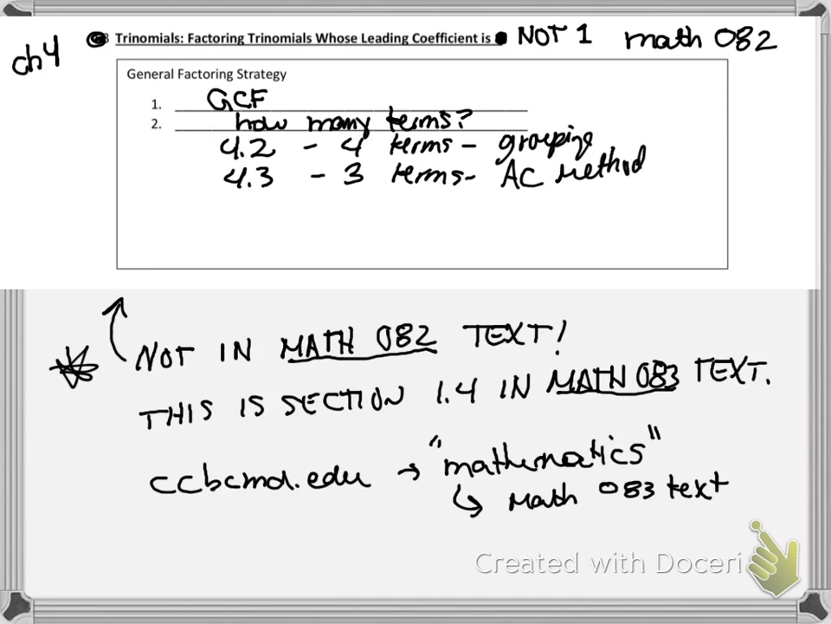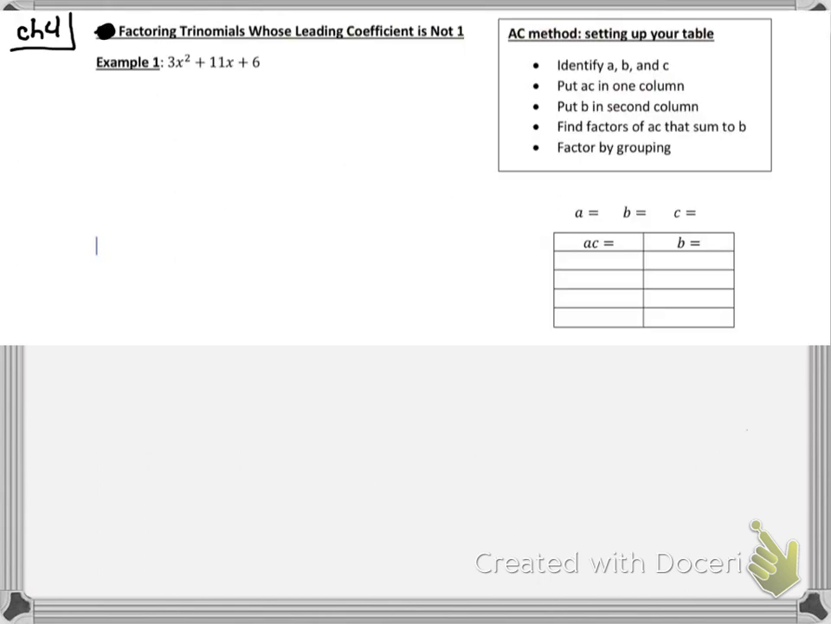If you want to think about it, this is really kind of an extension of 4.3. We're going to continue learning how to use the AC method, only this time we are going to be working with values of A where the leading coefficient is larger than 1. So let's get started. Here's our first example.